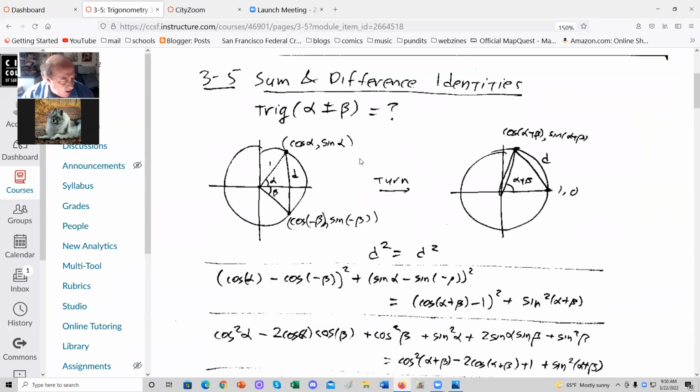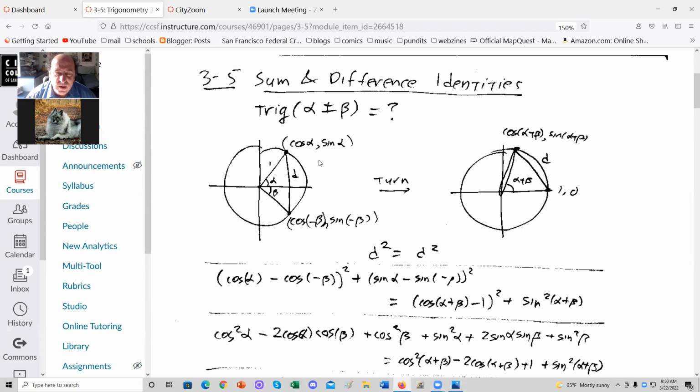So today, I believe today we're doing sum and difference identities. Is that right, or did I cover that last time? I believe I mentioned it last time. So here we go. Trig functions of a sum or difference of angles.